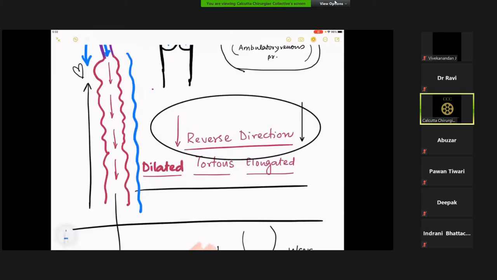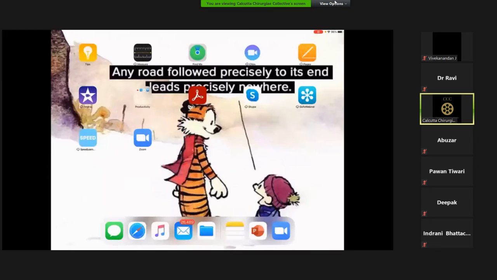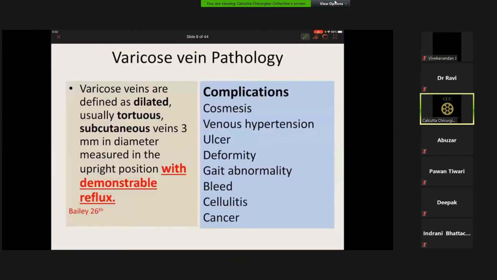So if I ask you now, what exactly is a varicose vein? Remember that the main point in a varicose vein is that the blood is going to go in a reverse direction. So this is what is important. Now, everyone tells you, sir, a varicose vein is a dilated, tortuous, elongated vein. Yes, I agree with you.